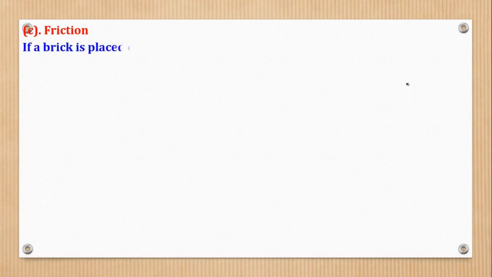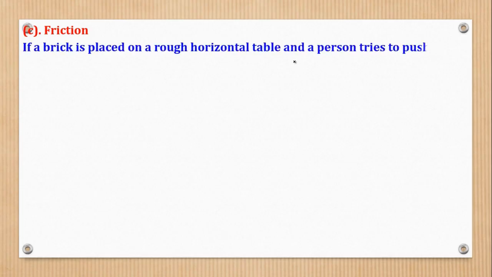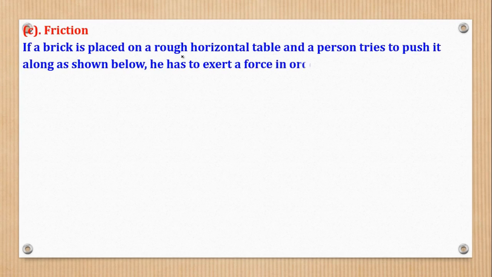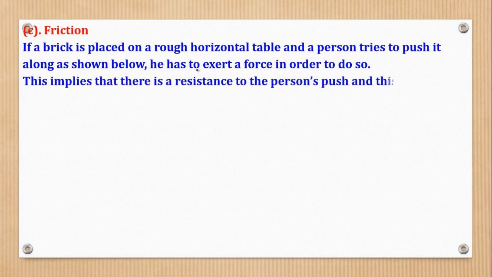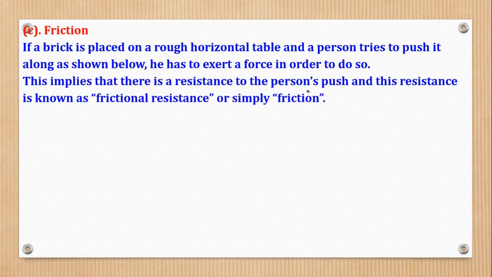The next force will be friction. If a brick is placed on a rough horizontal table, note this word rough, and a person tries to push it along as shown, they have to exert a force in order to do so. This implies that there is a resistance to the person's push, and this resistance is known as frictional resistance.